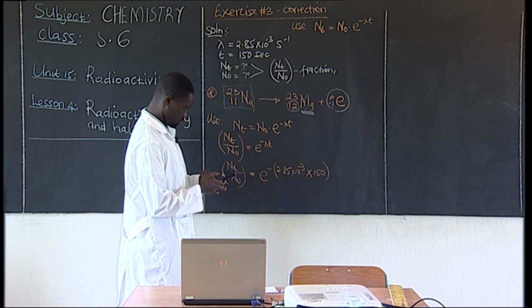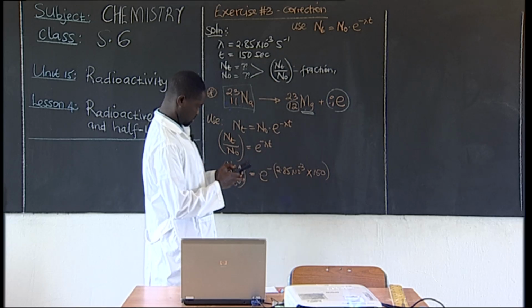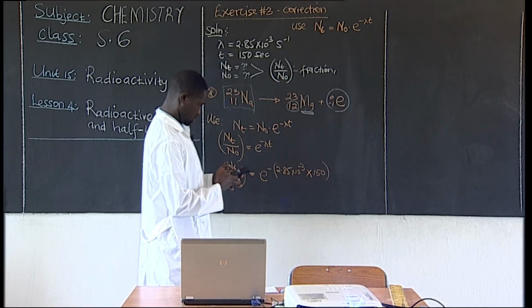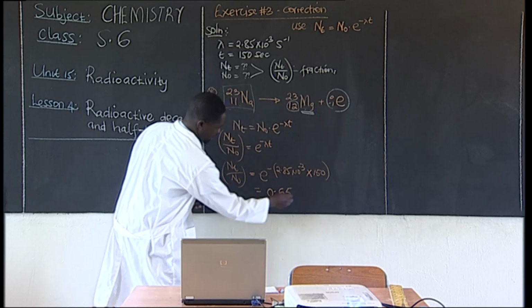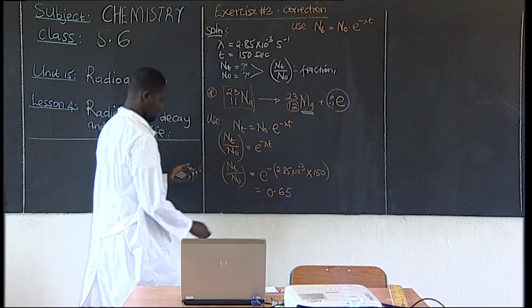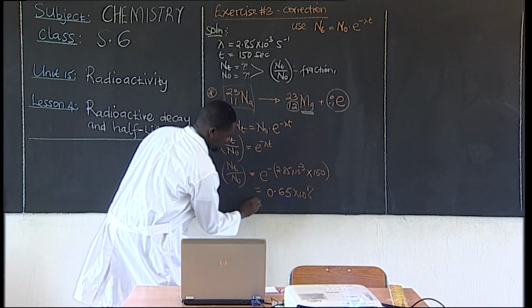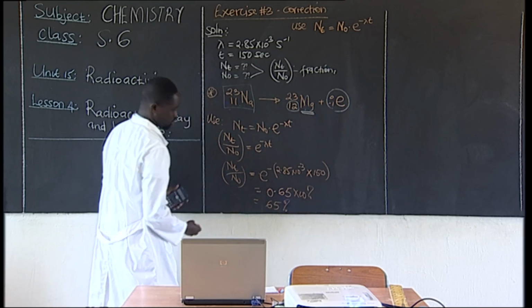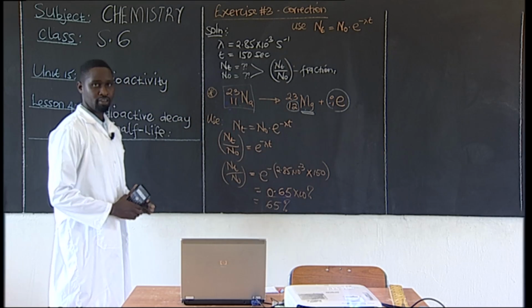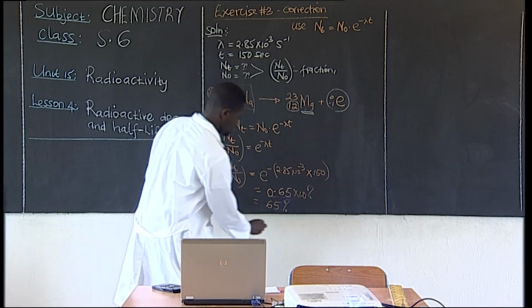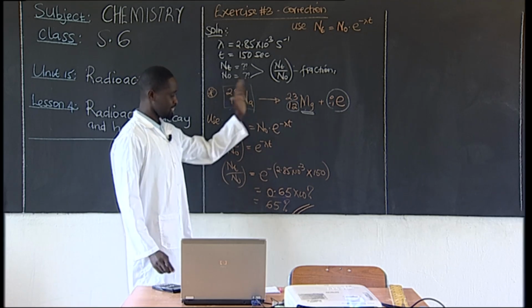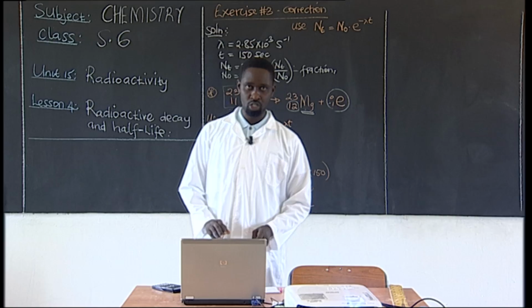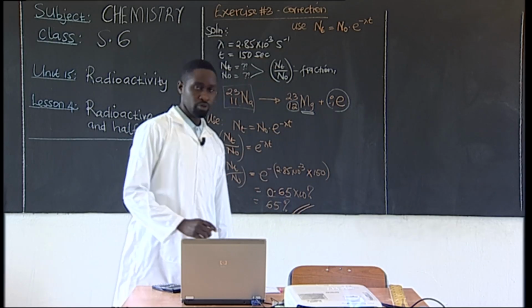Negative 2.85. Yeah, it's giving us 0.65. So we can convert this to a percentage, and we get 65% as the fraction. But still, you can leave it as 0.65, which conforms it to be a fraction. So that is the fraction that would remain after 150 seconds, and you're done with that calculation. Basically, that is what you go through.